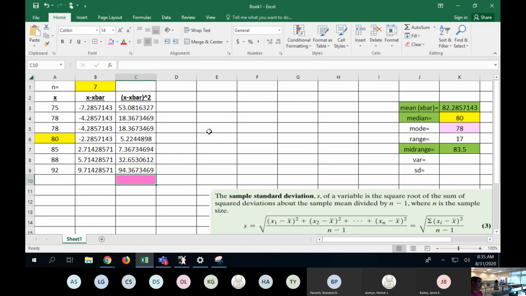And we're going to add all those up. And that number right there in magenta is the numerator of your variance.